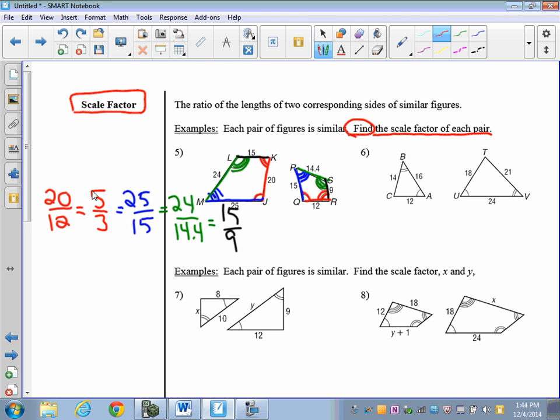Let's take a look at the other example. We'll do this one quicker. So no angle marks to one angle mark is 12. No angle marks to one angle mark is 18. When I reduce that, it becomes 2 to 3. So these are the answers to the scale factor.